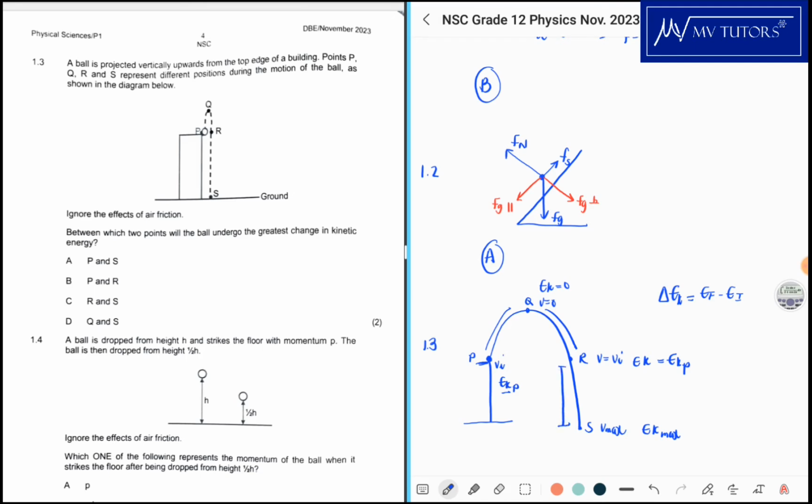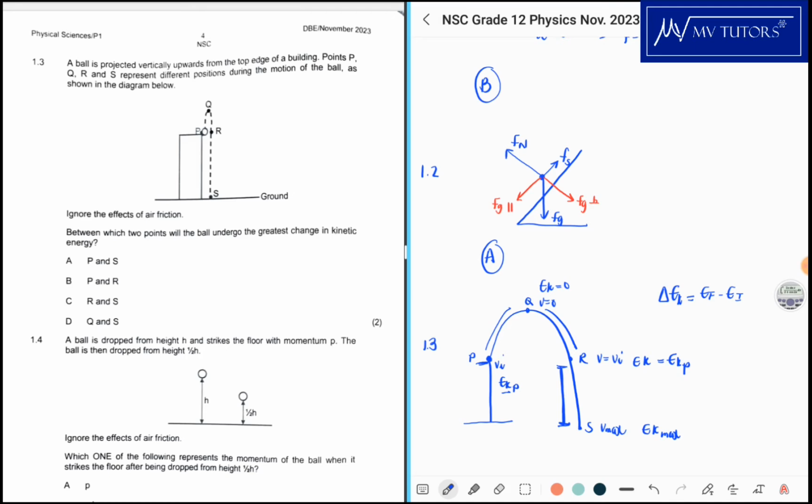So that can't be the greatest change. And then between P and R, they will cancel each other out because you have it going up and going down, so it will be 0. R and S, where's R and S? So this point over here is pretty much equal to option A, which is between P and S. All right, so at this point, that is the greatest change that we have from the options given.